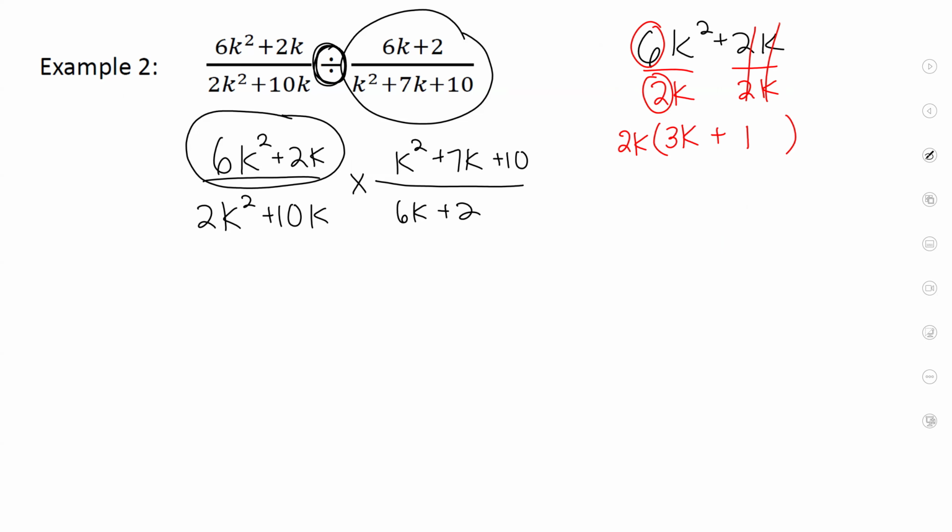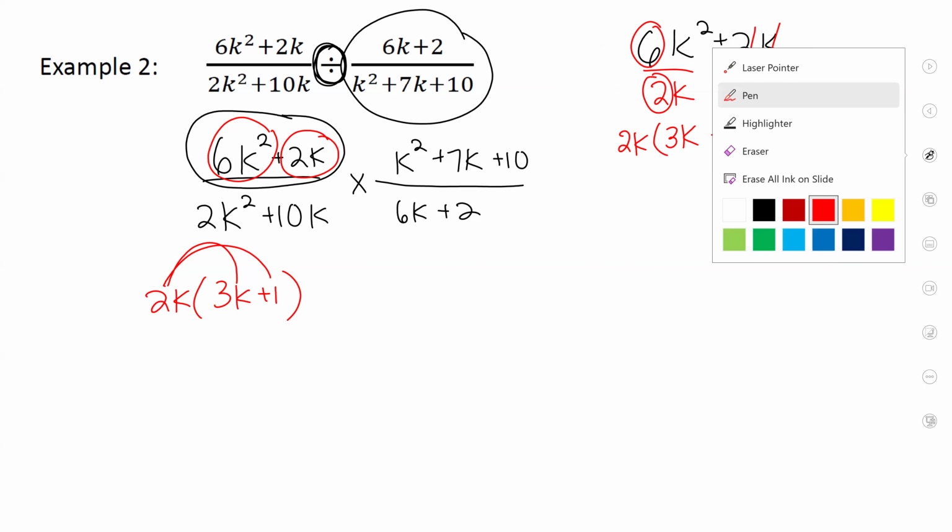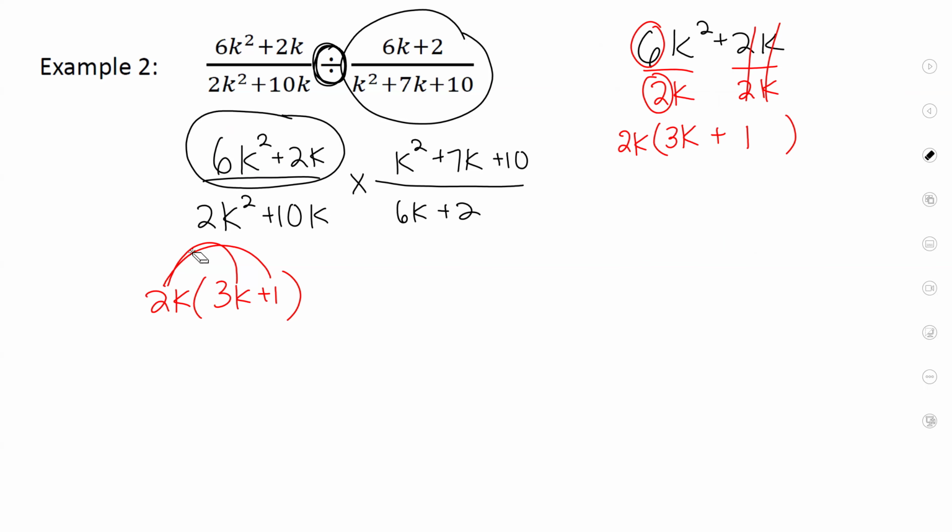Again, we did not use an eye chart. So if I rewrite this numerator, it is 2k on the outside, 3k plus 1 in my parentheses. And notice if I wanted to go back, I could. 2k times 3k is 6k squared. 2k times 1 is 2k. Okay, so you can always go back. That's how you know you did it correctly, is if you can go back to what you started with.